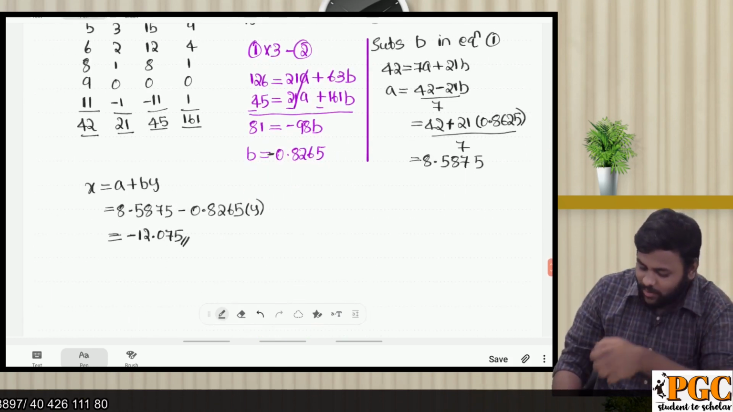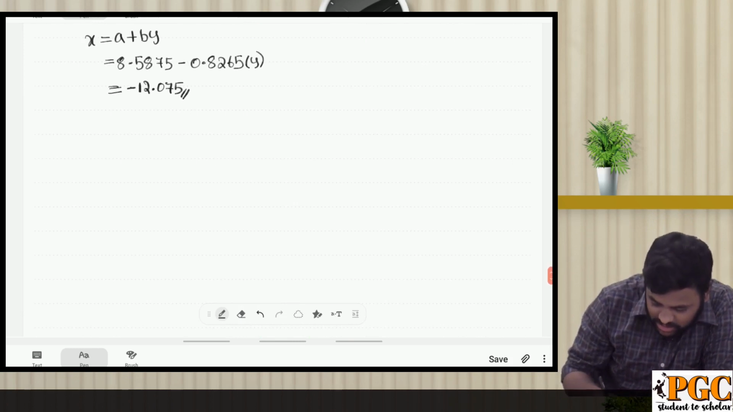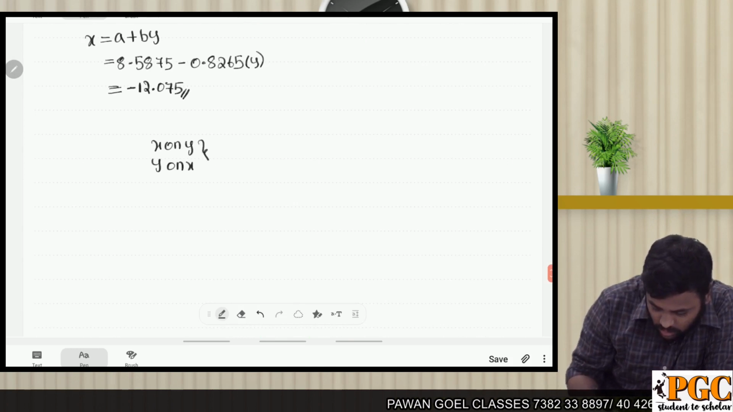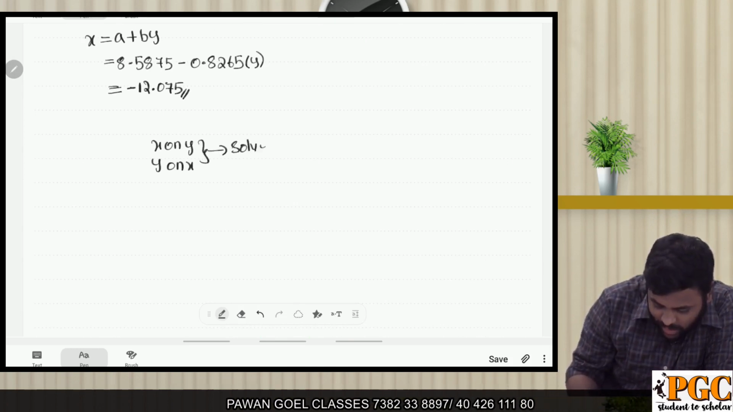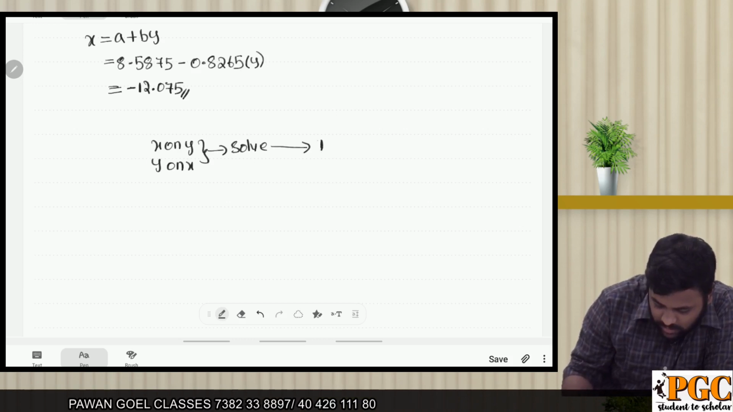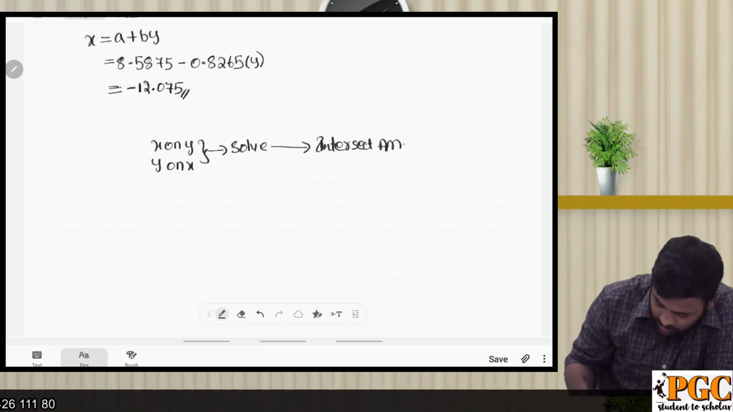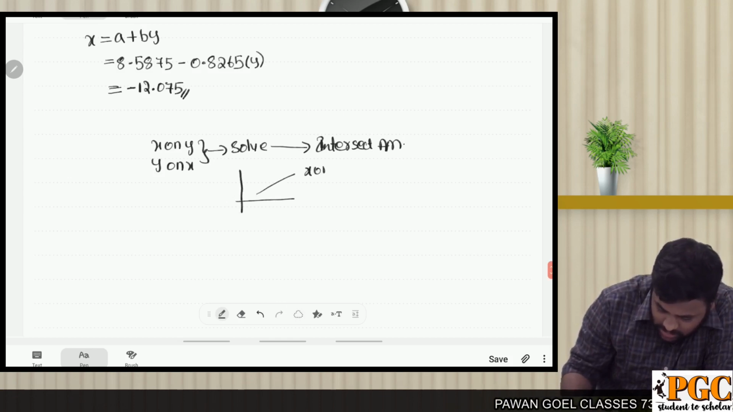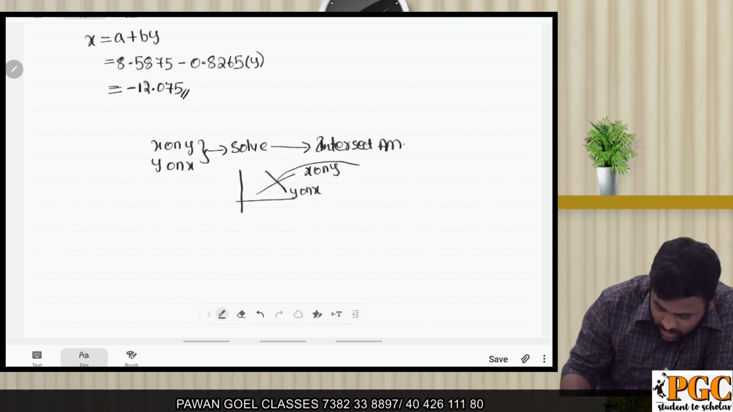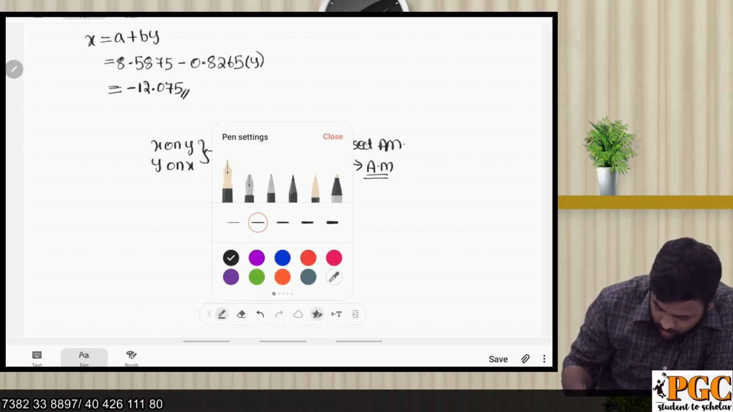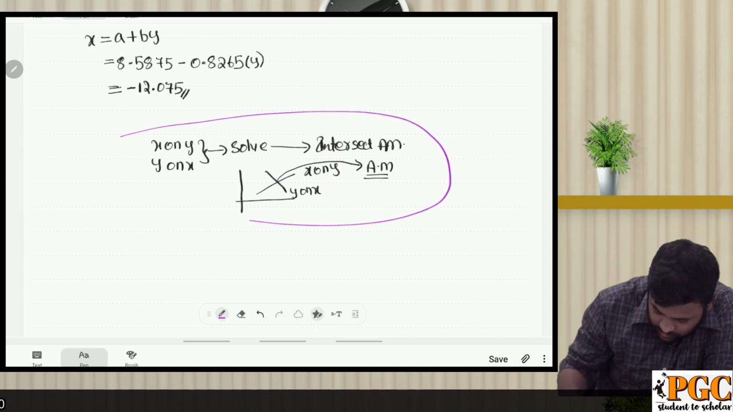Okay, now my dear friends, if you formulate these two equations, x on y and y on x, and if you solve these two equations, you will find that these two equations will intersect at their respective arithmetic means. Let us assume this is x on y and this is y on x. This point where they are intersecting, we call it the arithmetic mean. Okay, so I hope the basic point is clear, my dear friends.